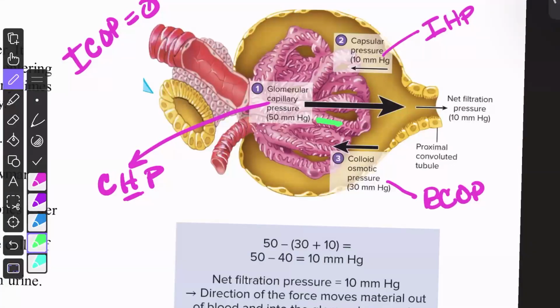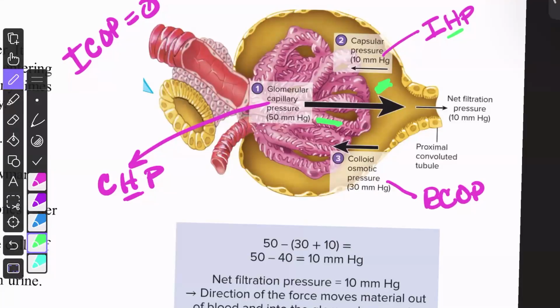What about interstitial hydrostatic pressure? Where is that? This is out here in the capsule. Yes, in the Bowman's capsule, in that capsular space. So I've got hydrostatic pressure exerting pressure on the capillary walls from the outside. That's my interstitial hydrostatic pressure. I have hydrostatic pressure from fluid inside of the capillary, exerting pressure on the inside, okay?